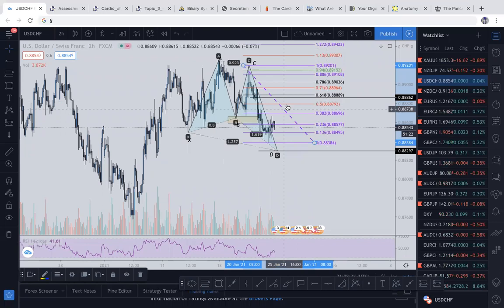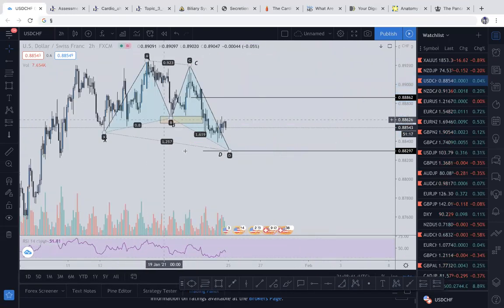And this is just based on pure market structure, understanding the structure of the market and trading the patterns accordingly.